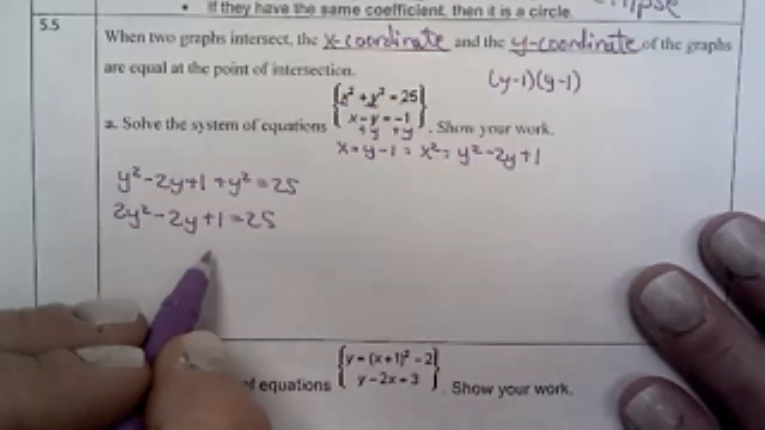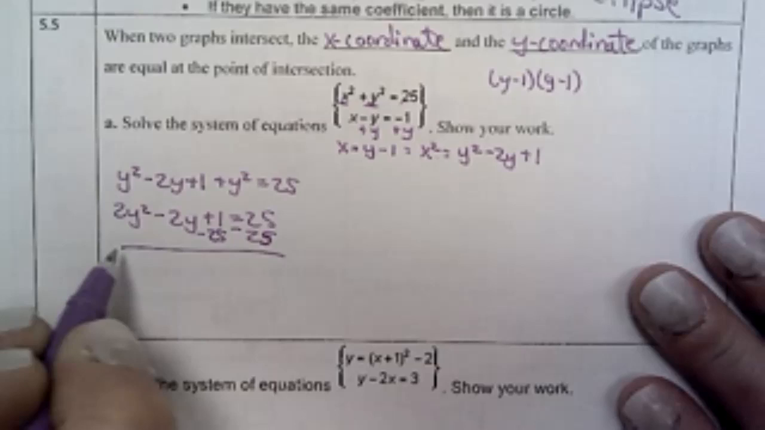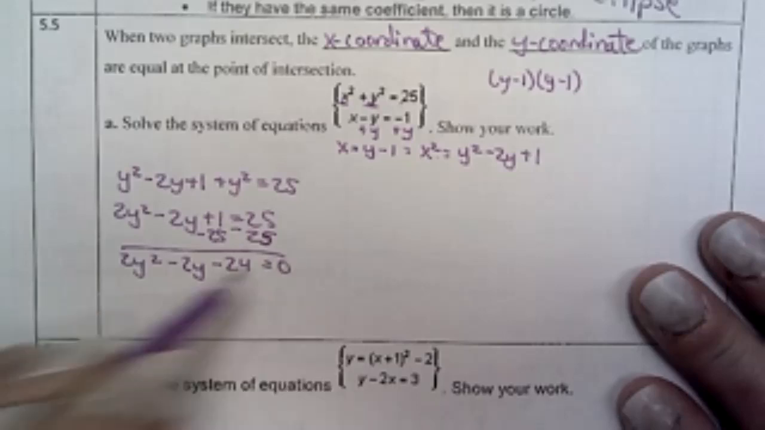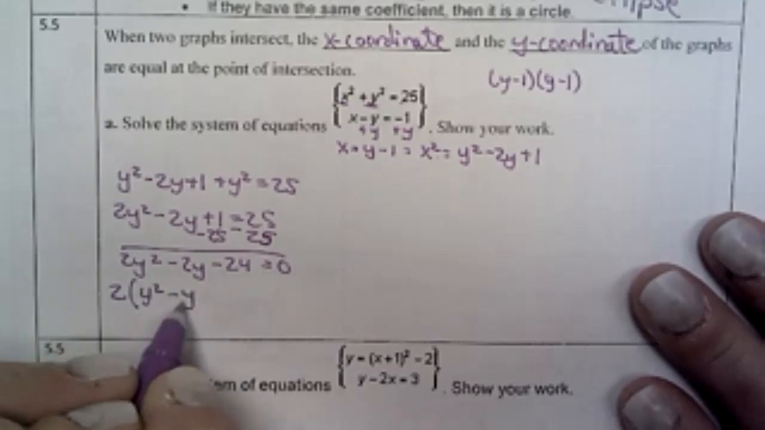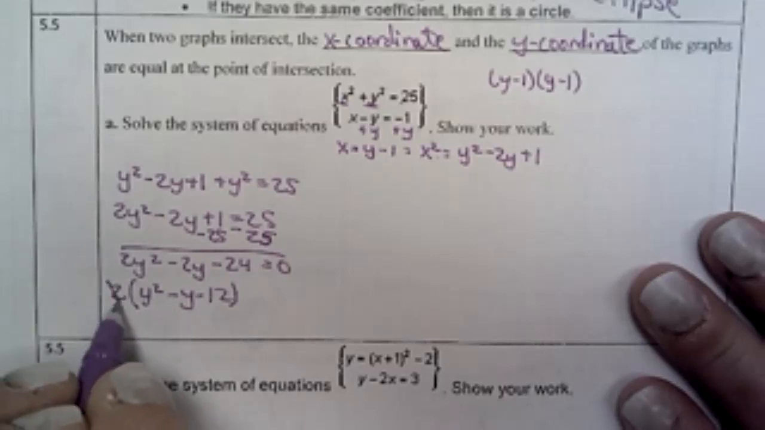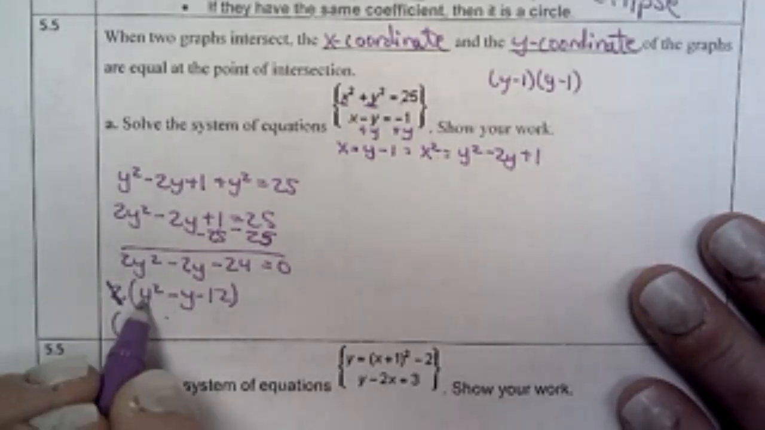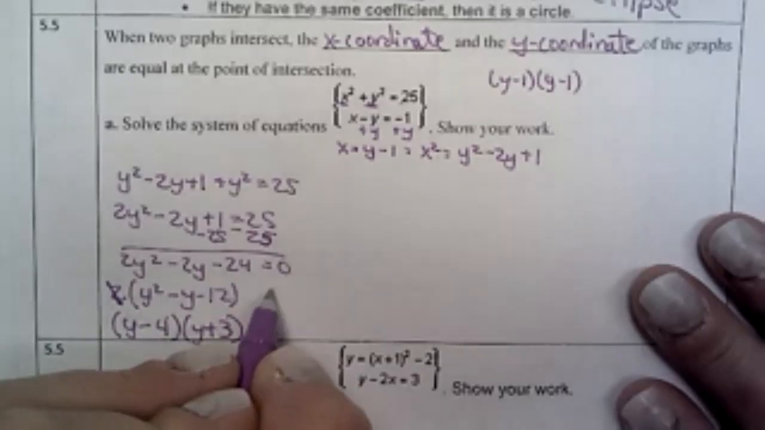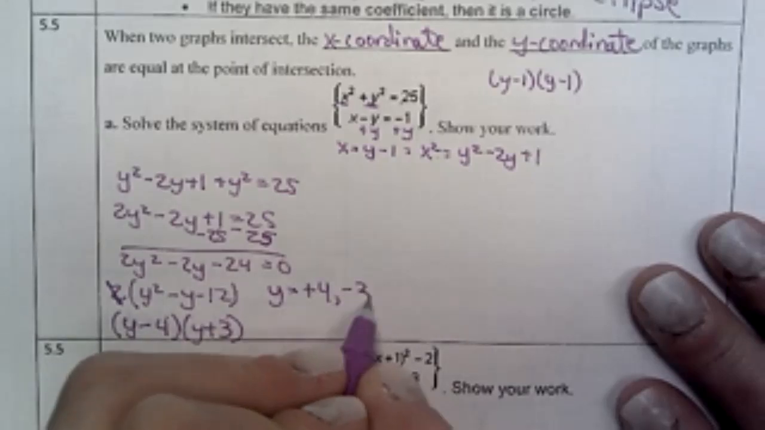Okay, this is a quadratic, so I'm going to have to set it equal to 0 and factor it to solve. So 2y squared minus 2y minus 24 equals 0. I can take a 2 out. I'm left with y squared minus y minus 12. Now, 2 is never going to equal 0, so that won't work, so I can cross that one out. So I'm going to factor this and I get y minus 4 and y plus 3. So y is going to equal either positive 4 or -3.